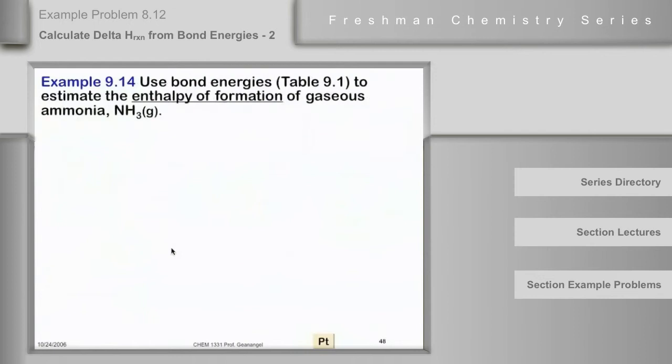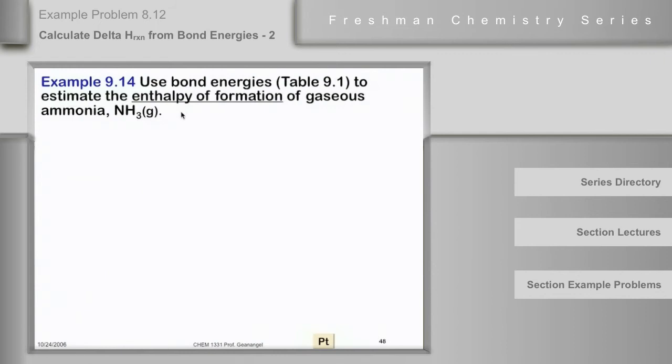I'll do you another example. 9.14: use bond energies from Table 9.1 to estimate the enthalpy of formation of gaseous ammonia. Okay, that means that we are going to have to write the formation equation for gaseous ammonia. So the formation equation is arrived at by thinking about what are the elements that make up ammonia. They're nitrogen and hydrogen, and writing an equation to form 1 mole of NH3 from them.